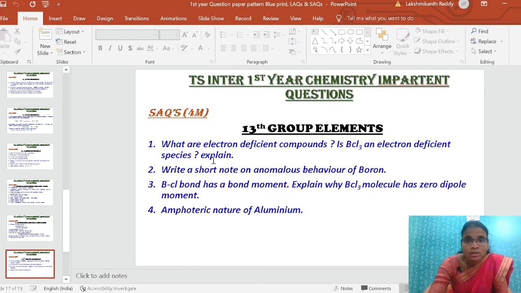Then s-block. So no need to learn any short answer in this block because they will give only 2 marks questions in that chapter. So the next, 13th group elements.